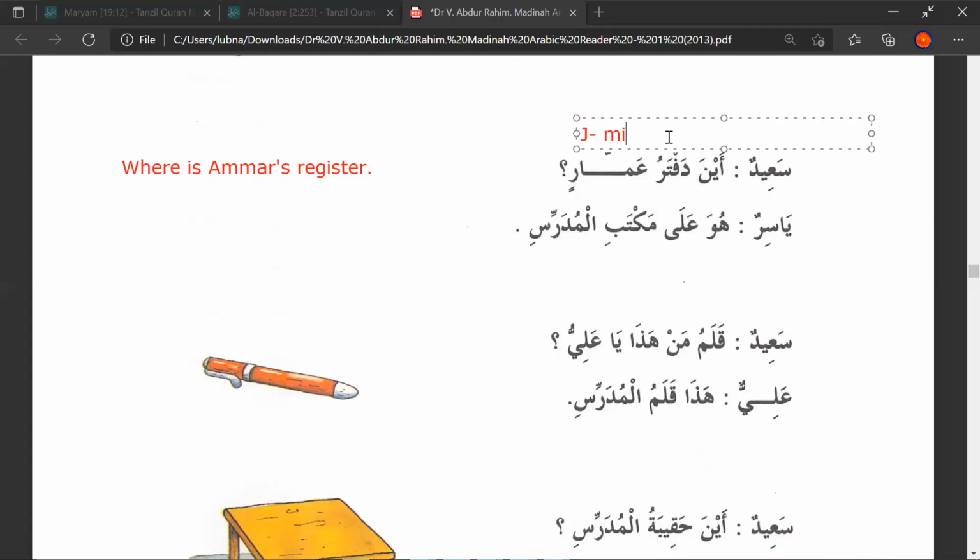MashaAllah. You identified it, but why is it mudaf? Because it comes before the mudaf ilayh and it's light and doesn't have alif lam. Excellent, you got the point of how to identify the idafa combination. The ism owned is mudaf and the owner is mudaf ilayh. Alhamdulillah. Okay. So Saeedun asks, Aina daftaru Ammarin? Where is Ammar's register?